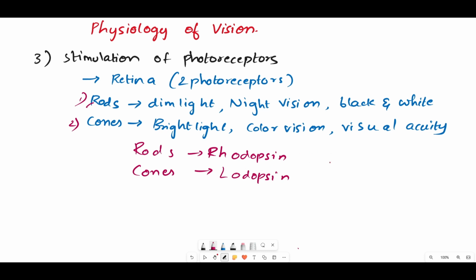So in the stimulation of the photoreceptors, the retina is mainly having two photoreceptors, rods and cones. Rods are mainly responsible for seeing dim light, night vision and black and white colors. Whereas cones are useful for seeing bright light, color vision and visual acuity. These rods and cones have some photopigments. One is rhodopsin that is present in rods, iodopsin present in the cones.